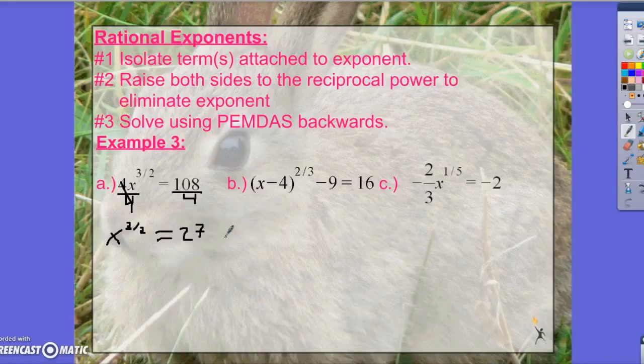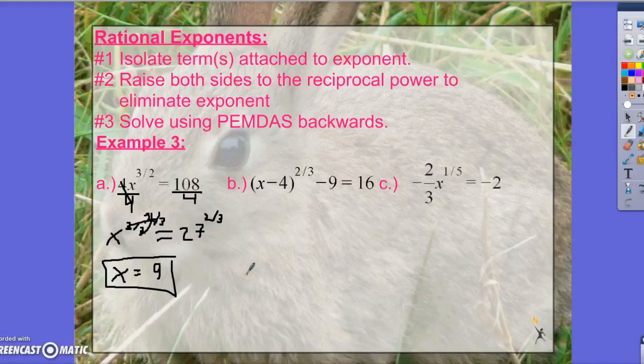Step 2, raise both sides to the reciprocal power to eliminate the exponent. What's my exponent here? 3/2. So I'm going to raise it to the 2/3 power. And why we do that is for the fact that 3/2 times 2/3 cancels out, it equals 1. So these cross cancel, right? We're left with just x to the first power, or x. 27 to the 2/3 power is 9. And that's our answer.